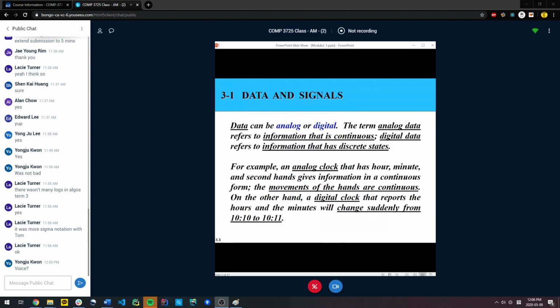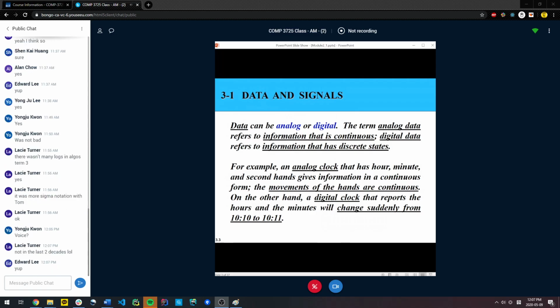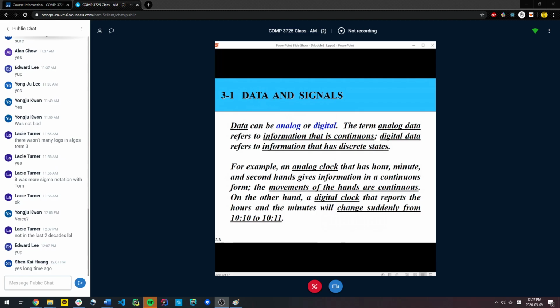Who actually takes pictures with analog film? Anybody here? Has anybody taken pictures with analog film before, where you actually have to buy a roll of film, capture it, develop it, and then get prints out of it? Okay, not in the last 2 decades. Yes, a long time ago.